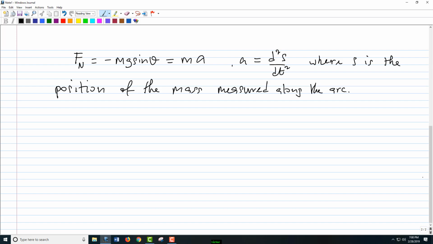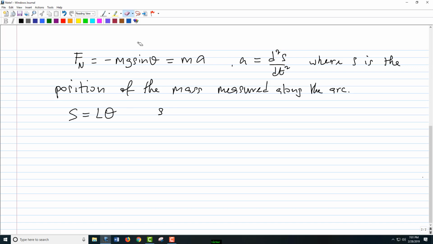Now I put a negative sign in. The negative sign indicates that the restoring force points towards the equilibrium position and is opposite to the direction in which the bob is moving. Now s is equal to L times theta, where s is the position. I've already mentioned that L is the length and theta is the angular position.